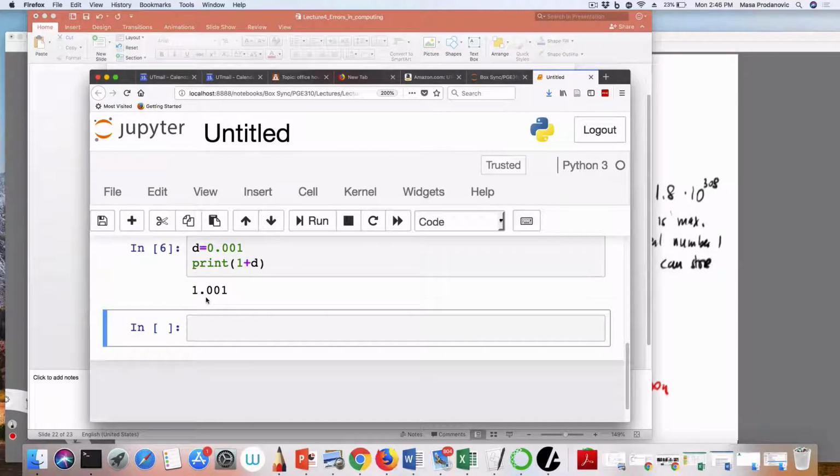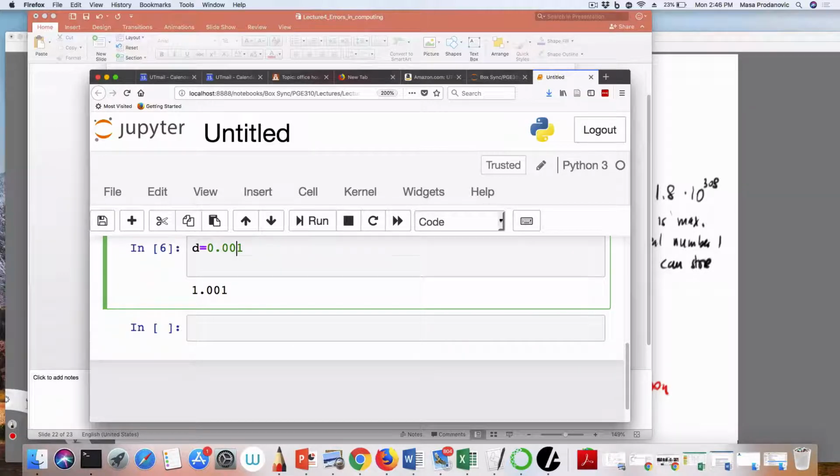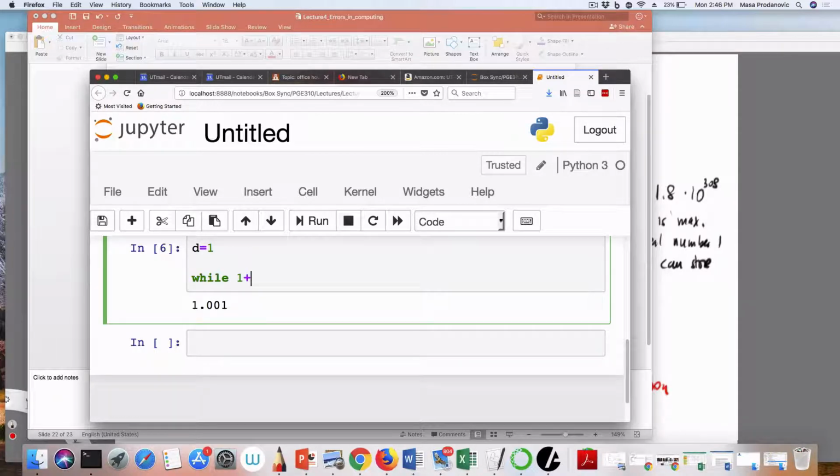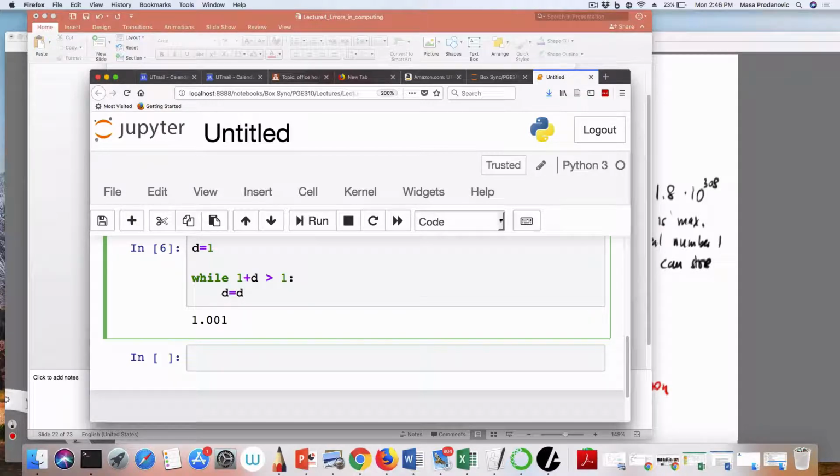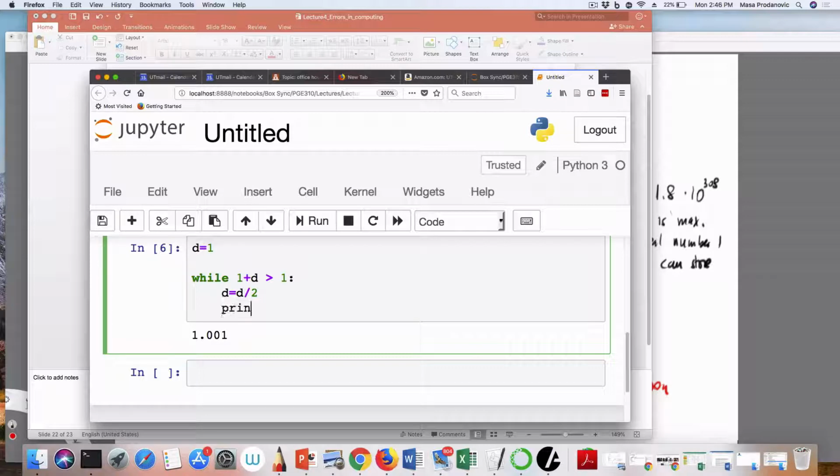A for loop, going from where to where? You could do it both ways. For a for loop, you have to know in advance when to stop, and that you don't know. So maybe a while loop is better when I don't have a closed answer. How would I use a while loop? I'm going to start with 1 just because. So while 1 plus d is strictly larger than 1. What would I do to get this d smaller and smaller? Divide by something. What number do you pick? 2. Cool. Print 1 plus d within that loop.